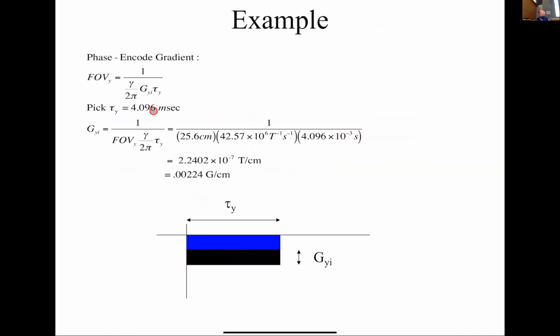Let's say you're given that tau y equals 4.096 milliseconds, and then you solve for GYI. You're given the FOV, and this form of gamma over 2 pi; this negative sign should not be there. And then this was the tau sub y. If I do all that, I end up with 0.00224 Gauss per centimeter. These typically tend to be fairly small numbers because we're just incrementing a little bit at a time.